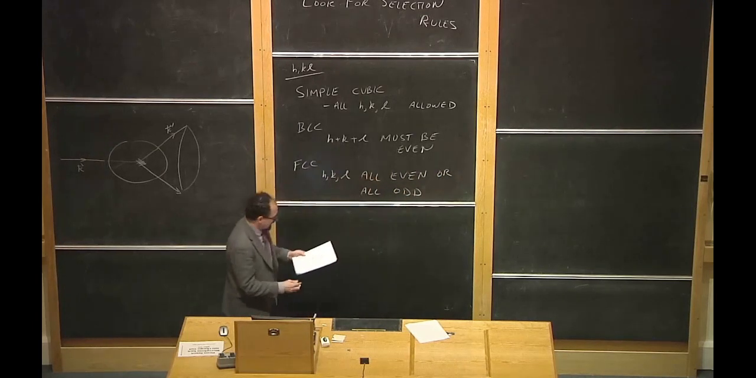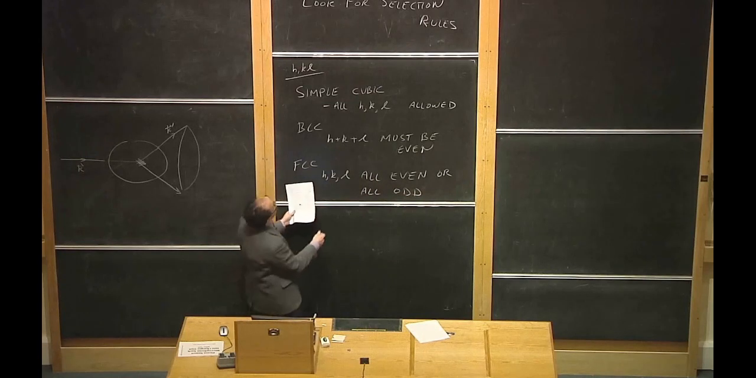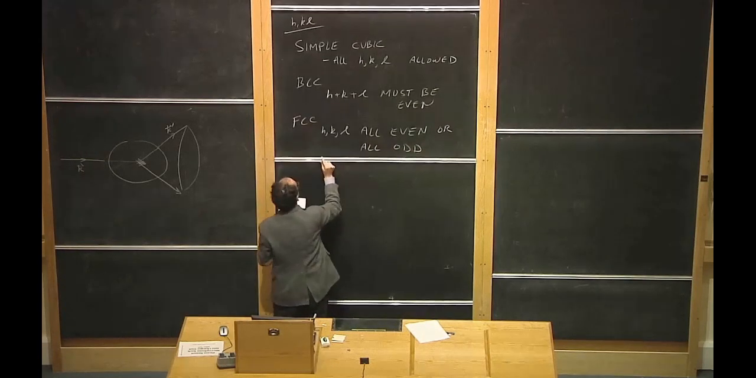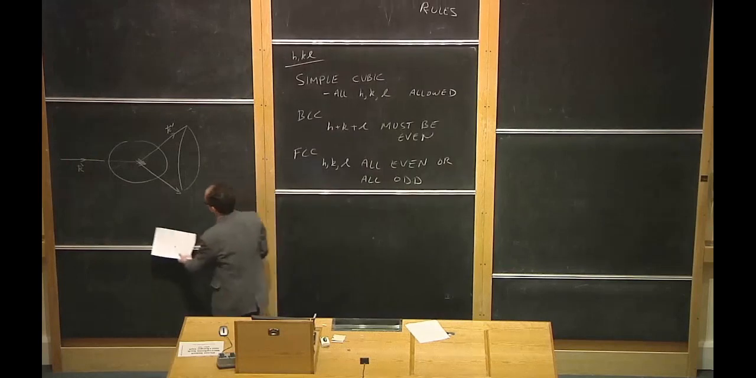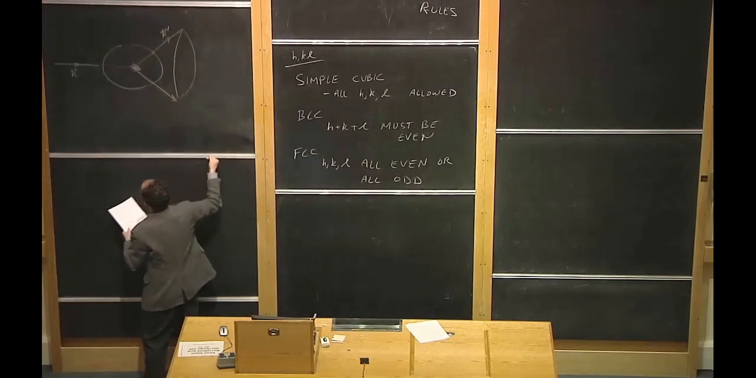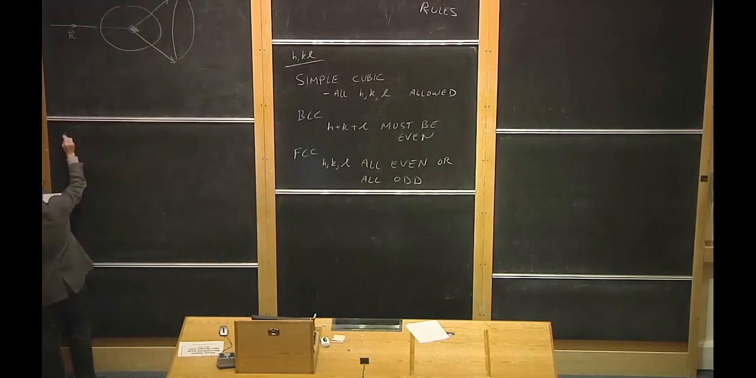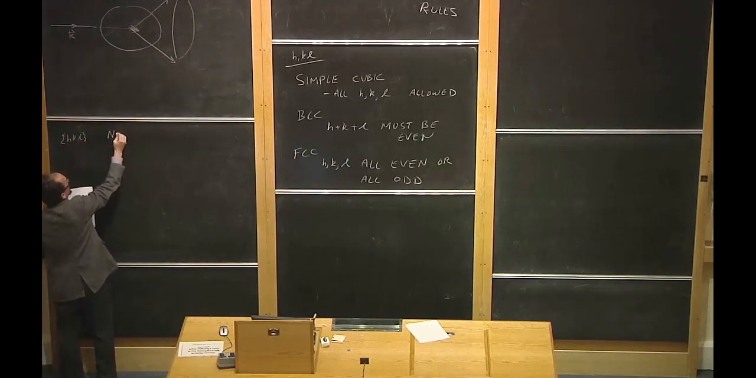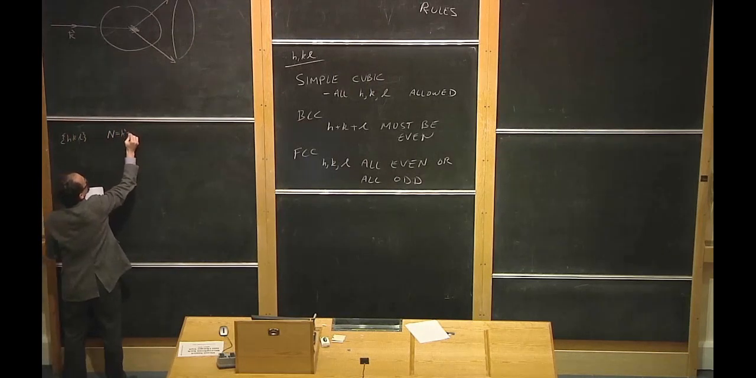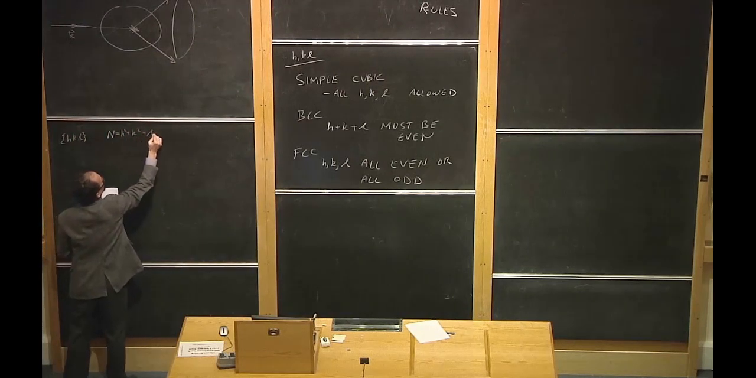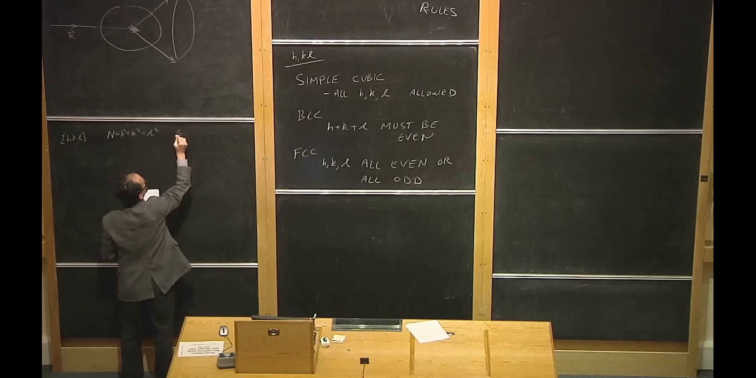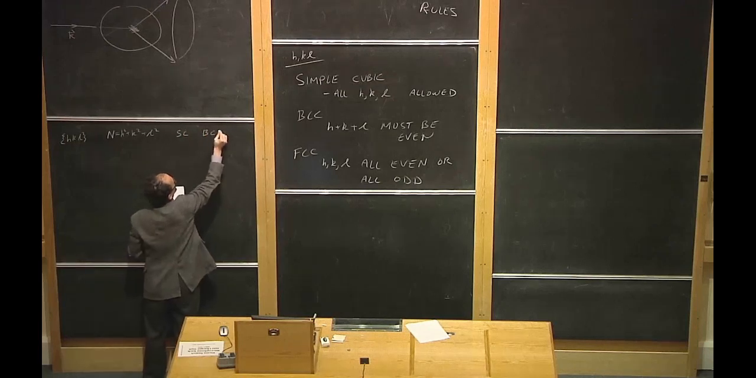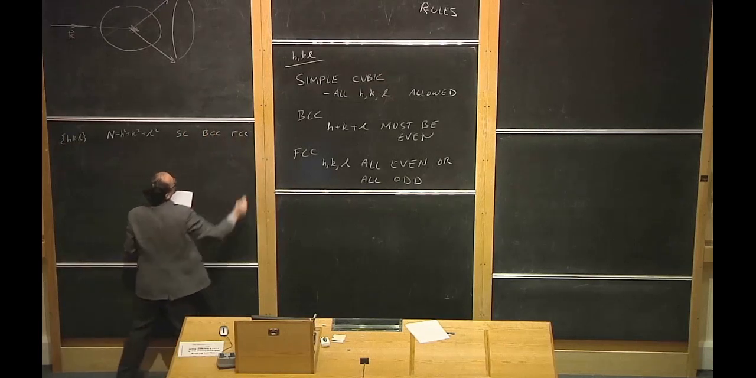So we can actually start making a table of the possibilities. Maybe I'll put the table over here. In the first column, we'll put h, k, and l. This is the family of possible lattice planes. We'll write the number n, which is h squared plus k squared plus l squared. And then we'll write simple cubic, BCC, and FCC, and ask whether they're allowed.